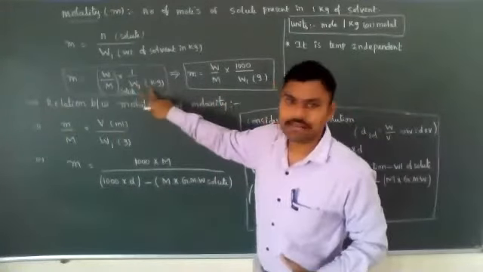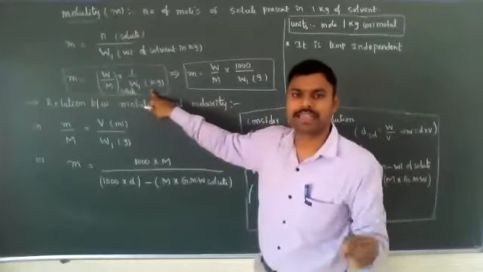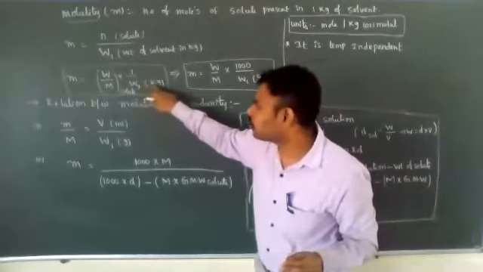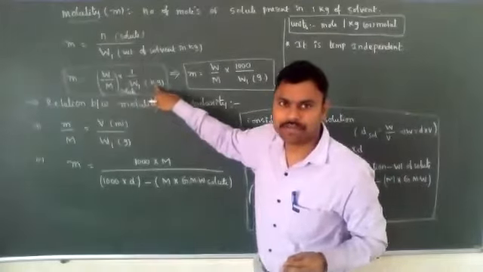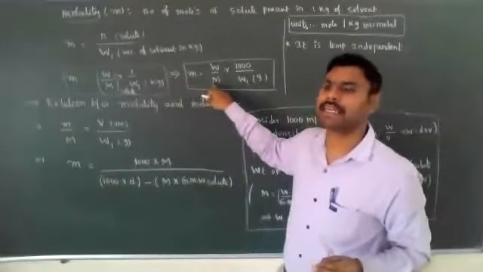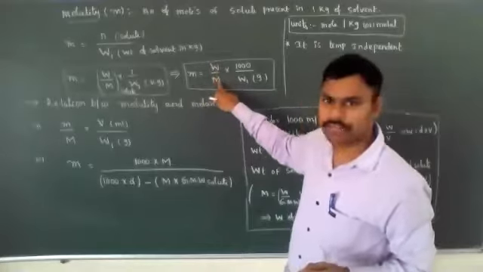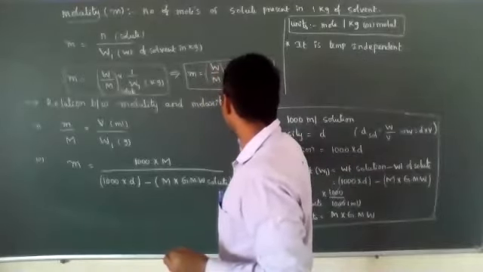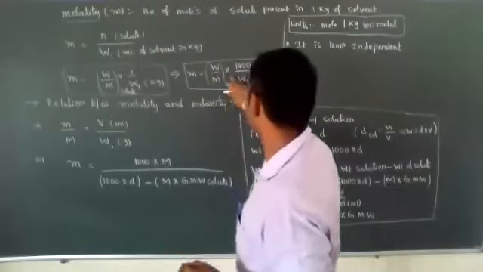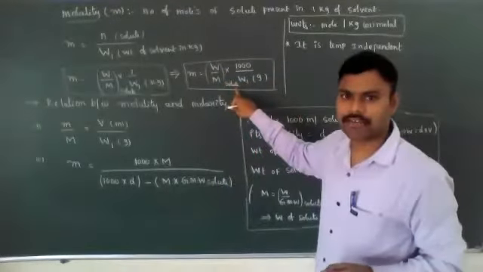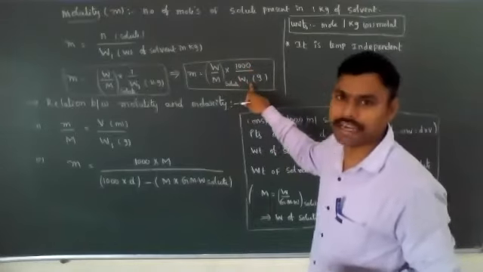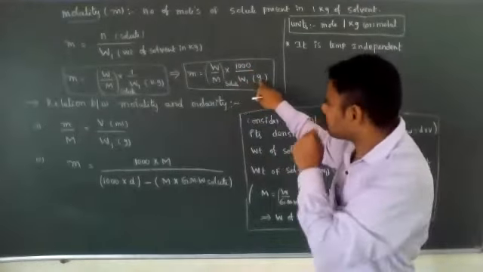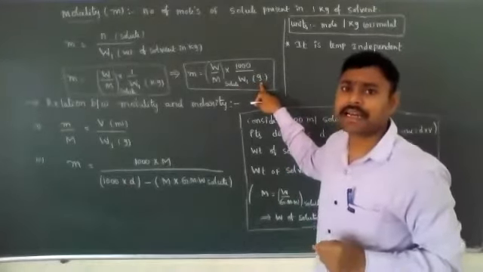Mostly in objective questions they give the weight in grams only. That's why I converted this weight to grams. In terms of grams, the formula for molality is weight by gram molecular weight of solute into 1000 by weight of solvent in grams. W1 means weight of solvent in grams.